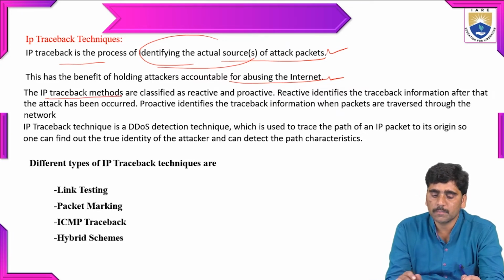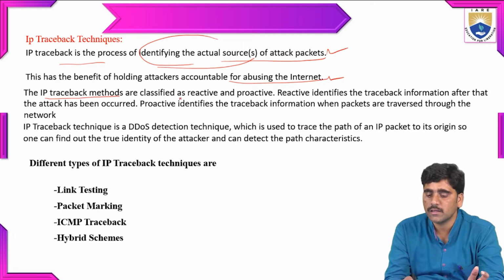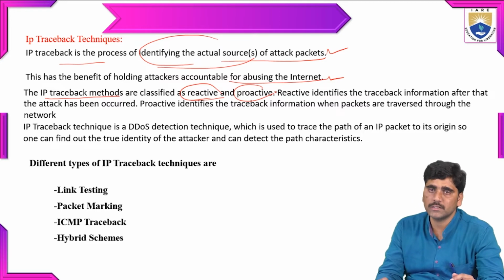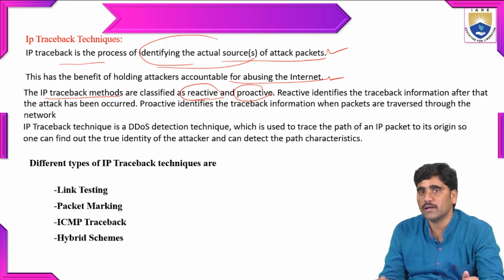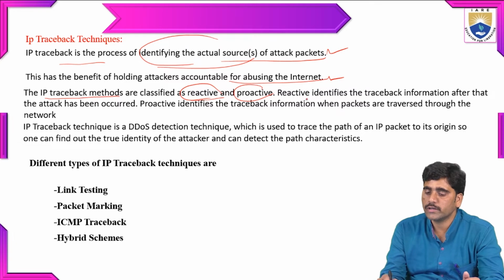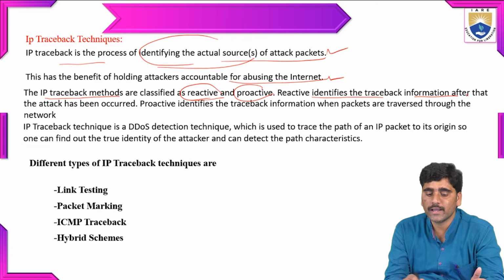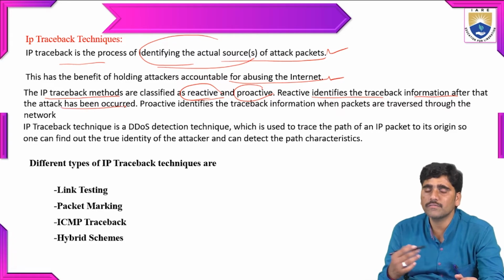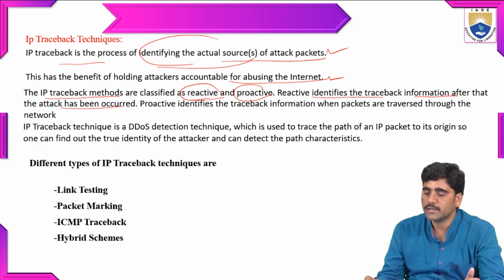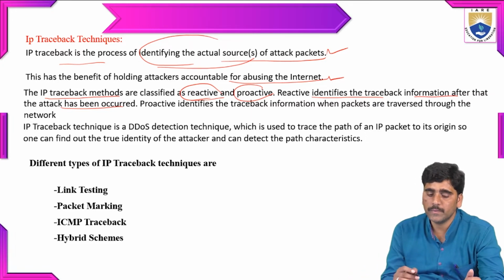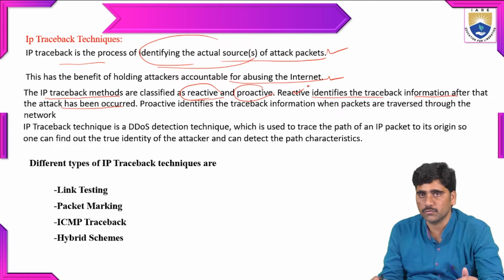The IP traceback methods are classified as reactive and proactive. So there are two types of traceback methods: one is a reactive method and the second one is a proactive method. Reactive identifies the traceback information after the attack has occurred. That means after the attack has occurred, you are going to trace back the information. That is nothing but reactive.